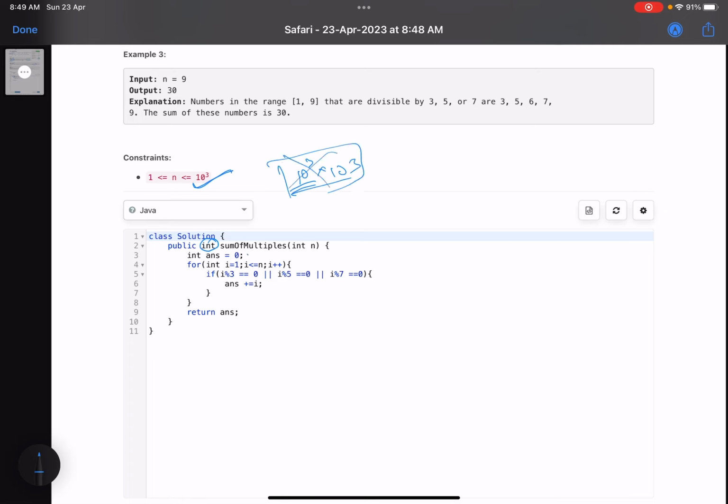So yeah, you initialize your answer with 0 and then you traverse all the possible numbers, right? You check that if it is divisible by either of them, you just add it to your answer and finally you return your answer, right?